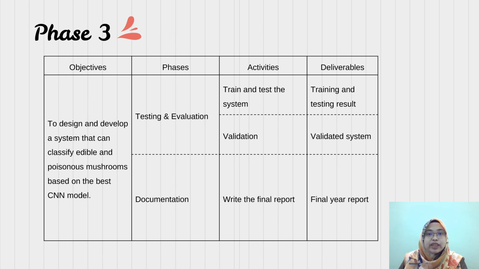The next one is phase 3, which is the last phase in the project. In this phase, the system will be tested and evaluated using the training and testing dataset. The testing result will be evaluated based on the accuracy, precision, recall, and F1 score. And the last step of this phase is the documentation, where all the findings and the result will be documented in the final year report.